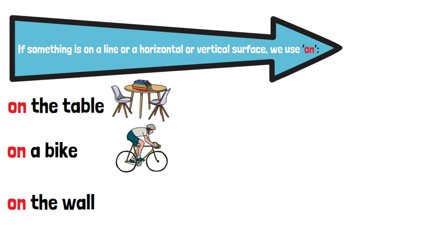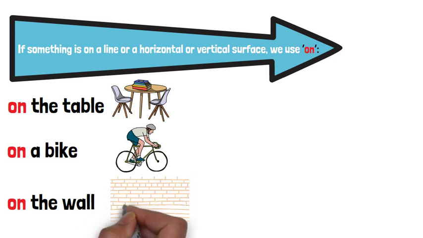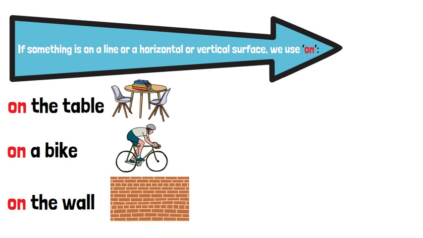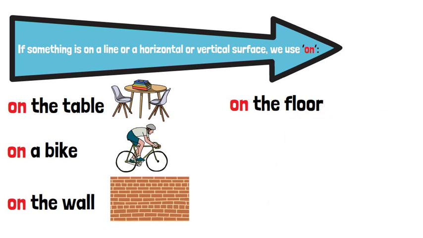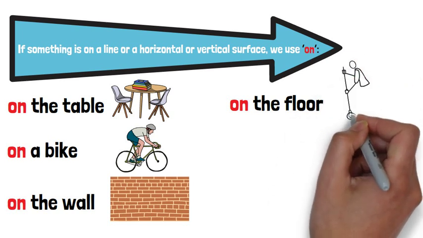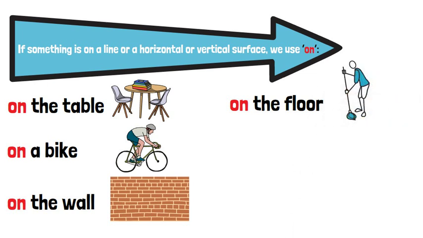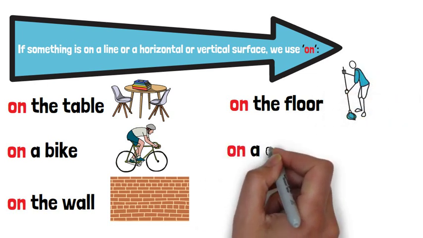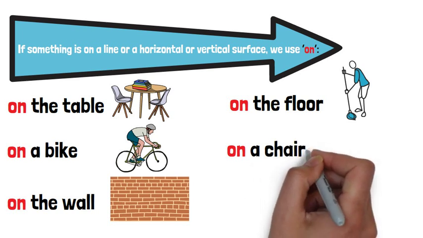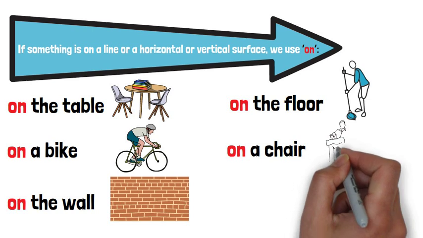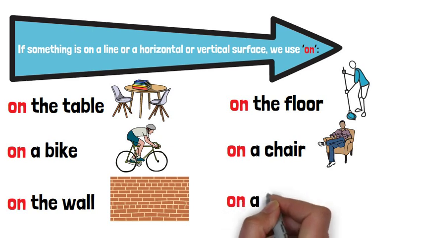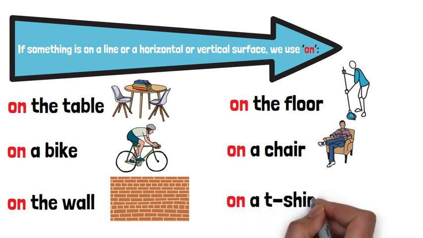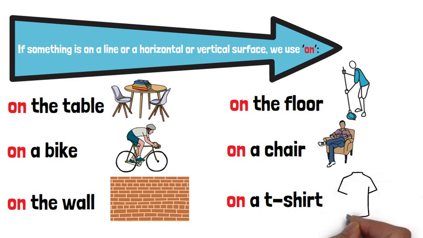On the wall على الحائط. On the wall. Have you understood? اكتبوا لي كل أسئلتكم في التعليقات. On the floor على الأرضية. On a chair على الكرسي. On a t-shirt على القميص.